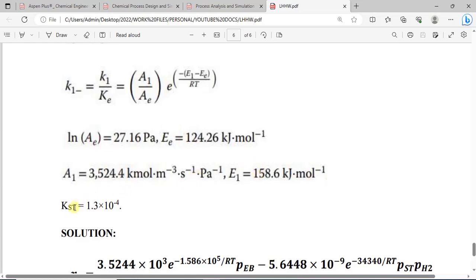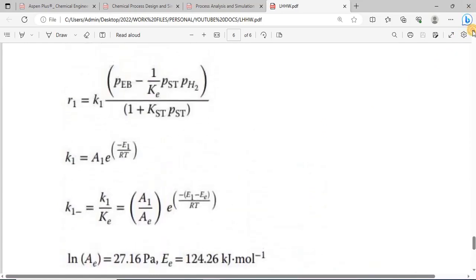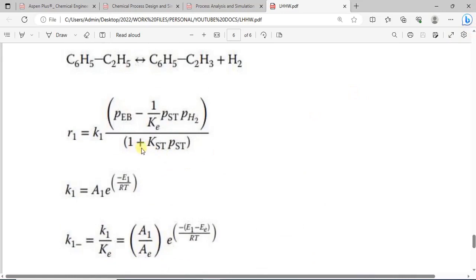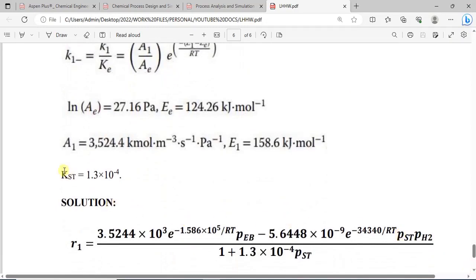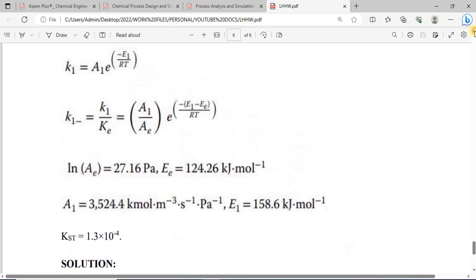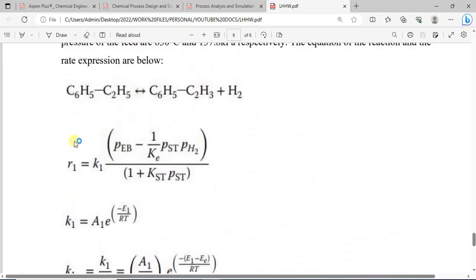And then you have KST, right? So KST is the adsorption term of styrene, right? So you have 1 plus KST PST, right? So the KST is the adsorption term of styrene, right? So based on that, we can actually resolve this rate expression and input the values where necessary, right?